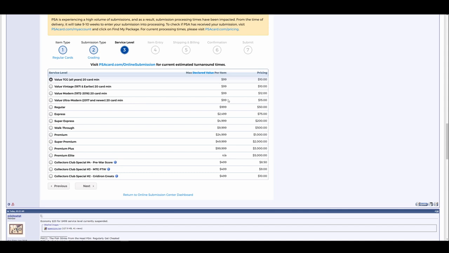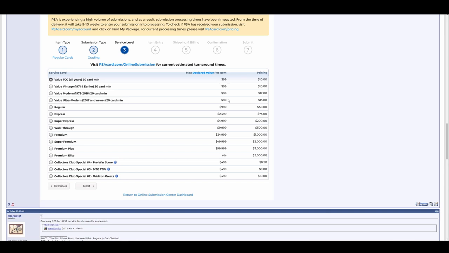So the whole declared value $99 thing has been the buzzy thing floating around the internet today that people are not happy about. Here's how I handle declared value. I use PSA 9 price comps. I am not going to assume that I'm getting the 10. If I get the 10 and they want to upcharge me, so be it. I'll let them deal with that. So that's how I'm going to continue to handle that.